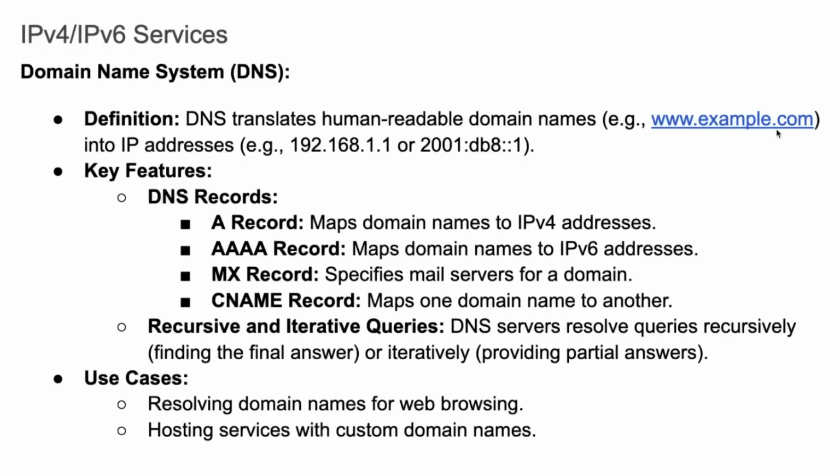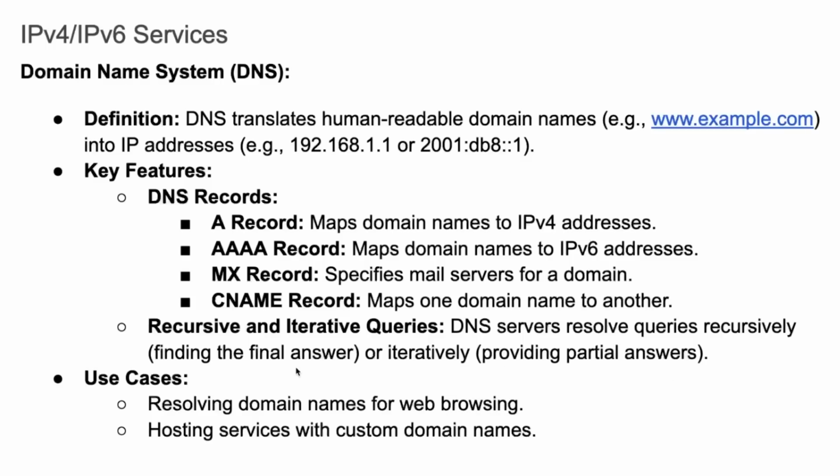www.example.com or example.com, right? So you want to make sure that if somebody does the www, or if they don't do the www, it actually goes to example.com or wherever it needs to go to. It goes to the IPv4 address or the IPv6 address, right? So the name is very, very important. Then there's the recursive and iterative queries. So DNS servers resolve queries recursively, meaning they find the final answer, or iteratively by providing partial answers.